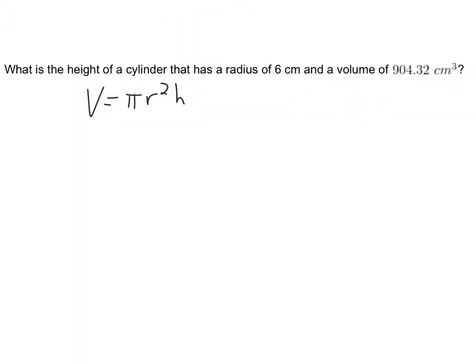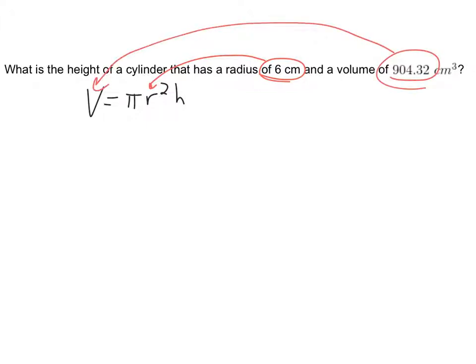So for our next one, we've got a cylinder that's got a radius of 6 centimeters and a volume of 904.32 cubic centimeters. So again, our radius is 6, so 6 is going to go in for R. Our volume of 904.32 is going to go in for V. Still going to use 3.14 for pi.